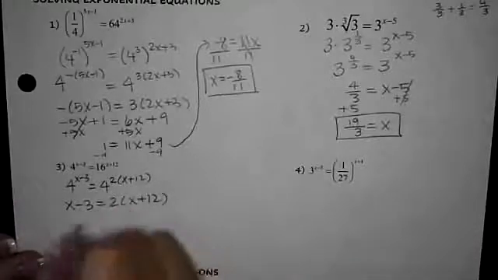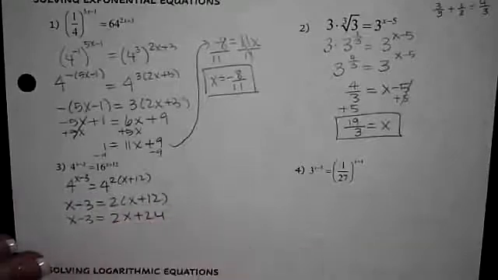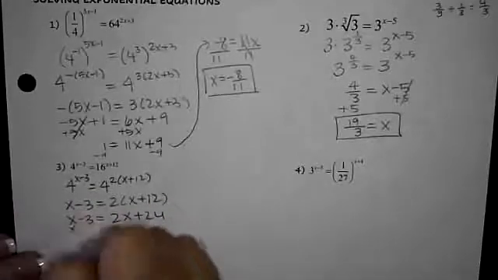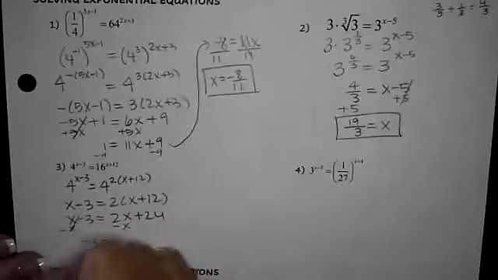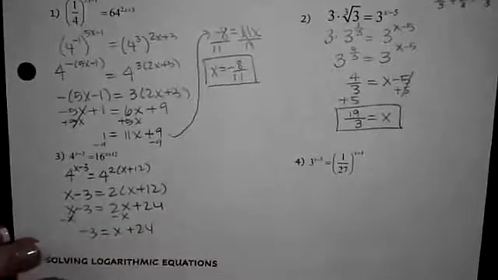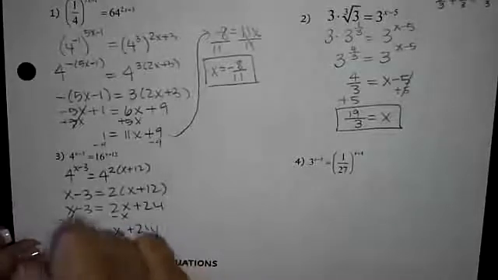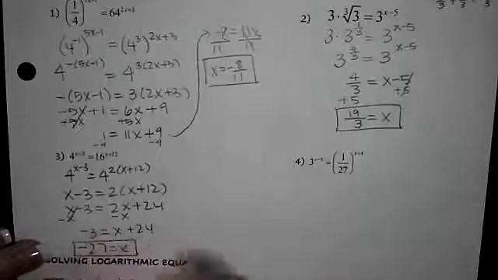I would distribute to get rid of the parentheses. I subtract the x to get it to the other side. And my last step is to subtract the 24 to get it to the other side. So negative 27 is equal to x.